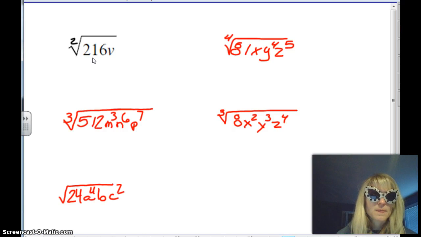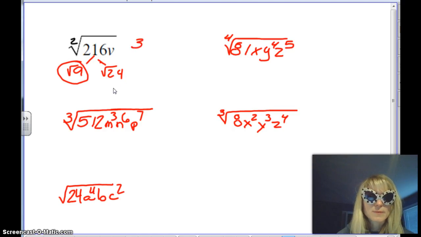So I know the square root of 9 times the square root of 24 gives me 216, because 9 times 24 is 216. This is a perfect square, so I'm going to bring my 3 up here. Here I know I can do the square root of 4 times the square root of 6, which is 24. This here is a perfect square. The square root of 4 is 2, so I can bring that out. And then the square root of 6, that's not a perfect square. And then I still have this v in here.